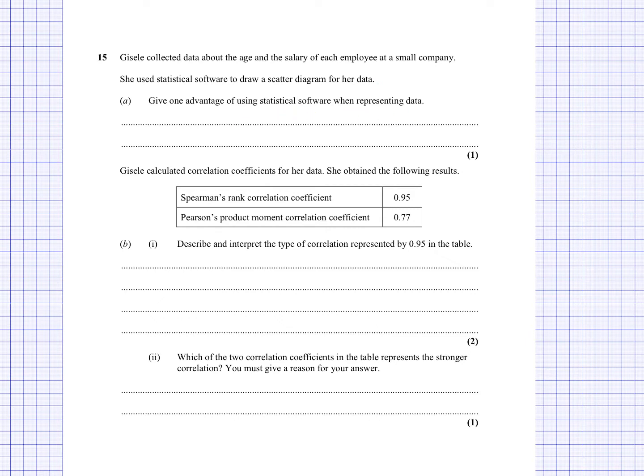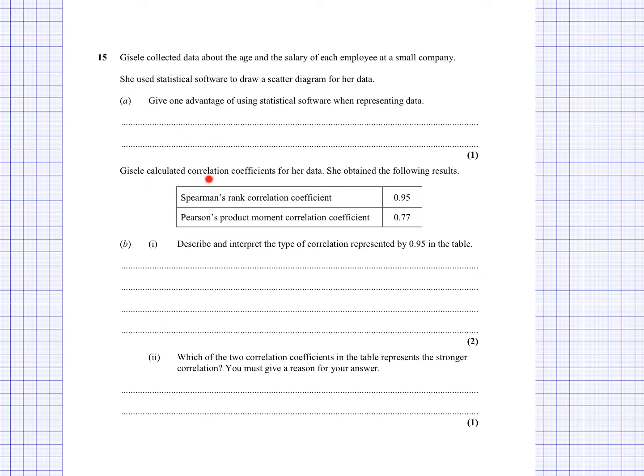Okay, so there are many advantages. If you're using a computer to do it, it reduces the errors that you can make by drawing it yourself. It will also be a lot quicker. The computer will probably say to you, give us this data, and then you just press some buttons and it comes up quite quickly. So it saves you time as well. So anything like that would be fine.